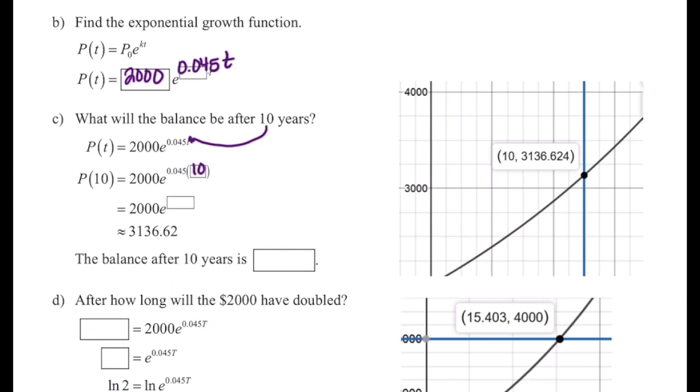Evaluating at 2,000 times e to 0.45, we see that the balance will be approximately $3,136.62. Notice that I replaced x is equal to 10 for my blue line, and then my dark gray line is our original function, and I found their point of intersection. So 10 represents the number of years, and our y value represents how much money we will have.